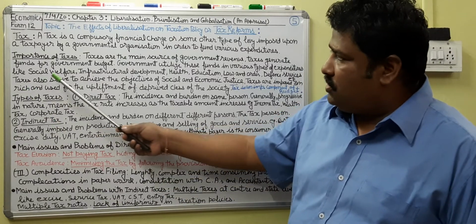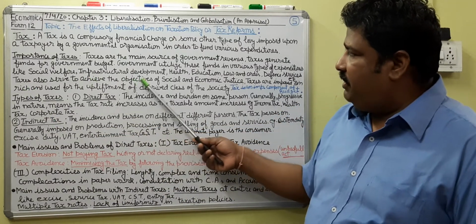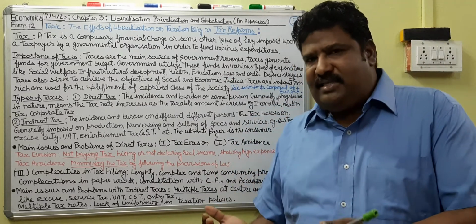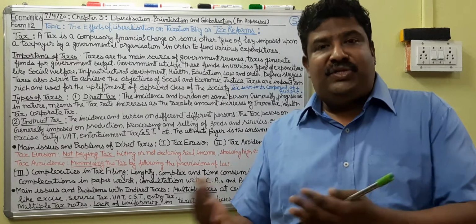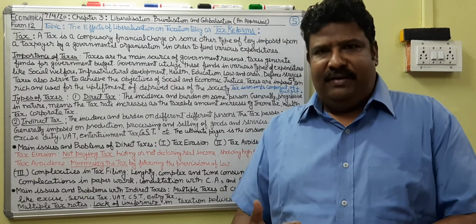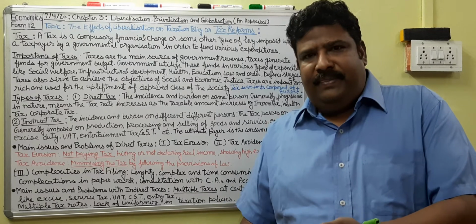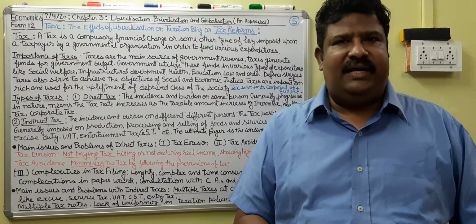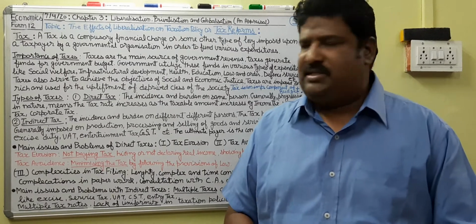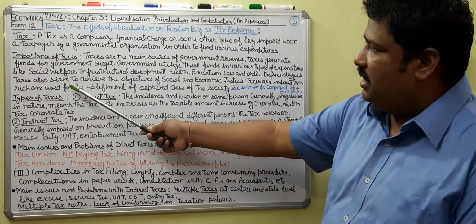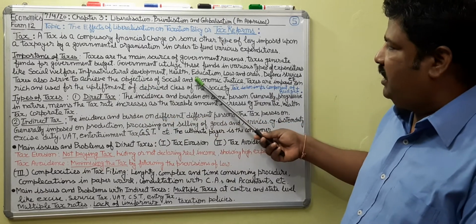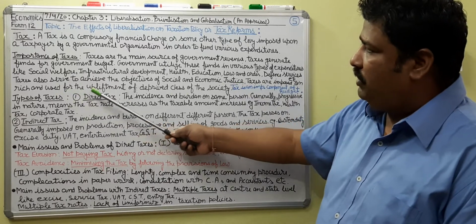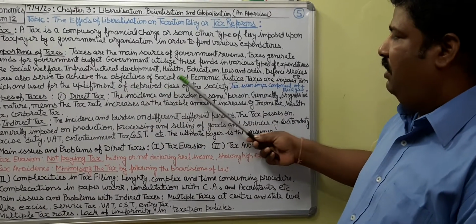Taxes also serve to achieve the objective of social and economic justice. How? Taxes are imposed generally on rich people or on consumption, like indirect taxes. These taxes are taken from the rich people and spent to some extent for the upliftment of the deprived class. So taxes are imposed on the rich and used for the upliftment of the deprived class of society.